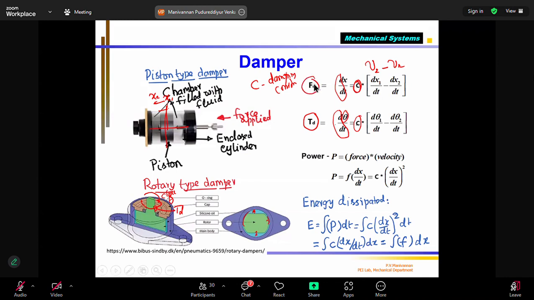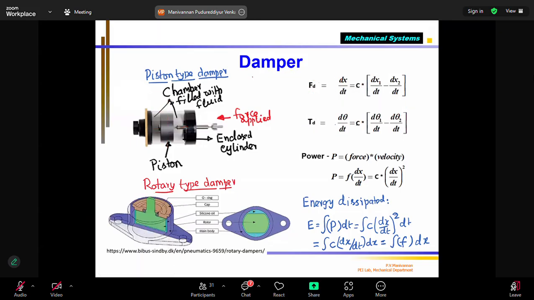In case of linear damper it is force; in case of rotary damper, it is an opposing torque that is produced. That is proportional to the rate of that, which is angular velocity. I can say theta is displacement. d by dt of theta is nothing but velocity. Multiply by damping constant. The damping constant depends upon the fluid viscosity and the area gap between the vane and the cylinder. This is how it works.